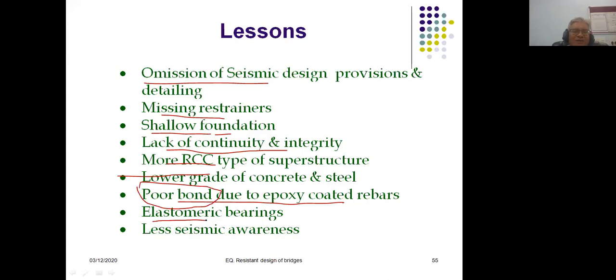Elastomeric bearing, of course, is found poor. Nowadays, I think pot PTFE kind of bearings are used in all the earthquake prone bridge areas. So for the majority of the bridges, of course, there was less availability at that time and less seismic awareness. This is the important thing. As the number of earthquakes increases, the awareness would also increase, and day by day our codes are going to evolve with more and more features to make safe and stable structures.